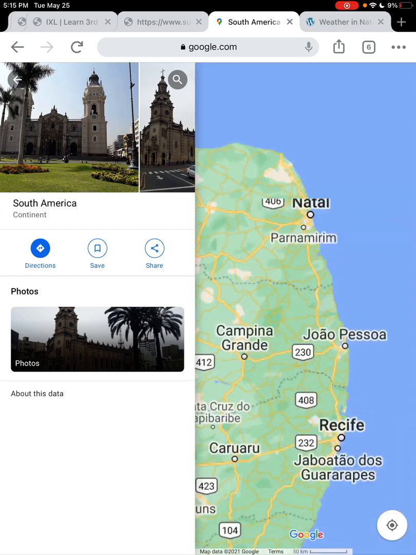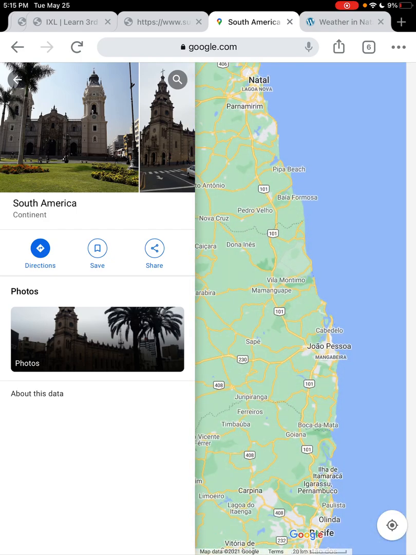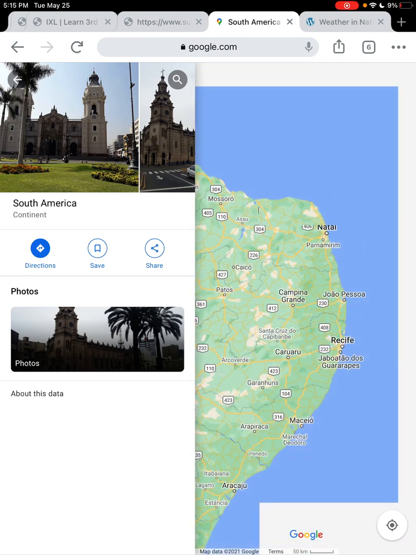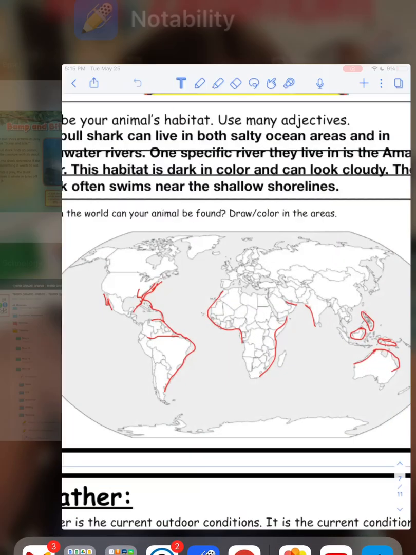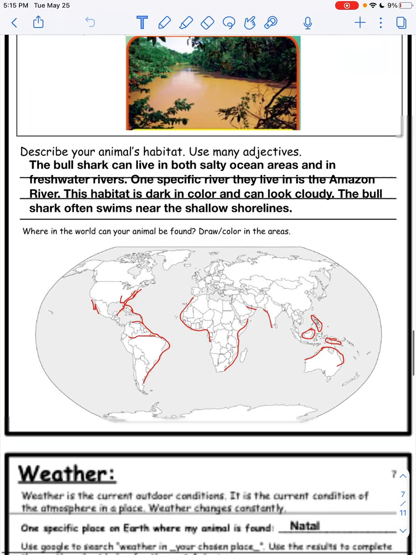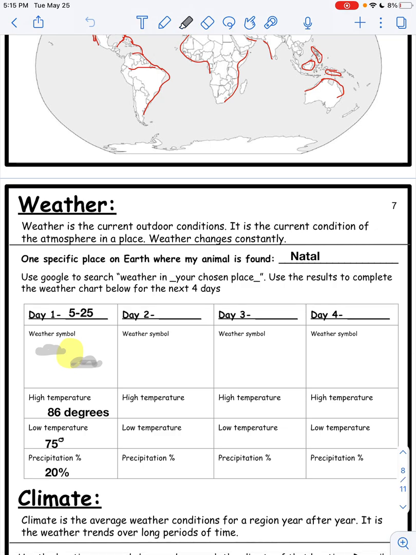I could have done any of these cities. I could have done this one. I could have done Cabedelo. I could have done Paipa Beach. Any of those would have worked because they would have been part of what I identified yesterday as where my bull shark could be found. But I'm going to do Natal just because that one was what I saw first. So I will write it on my page. I already did that. You can see I did that right here.